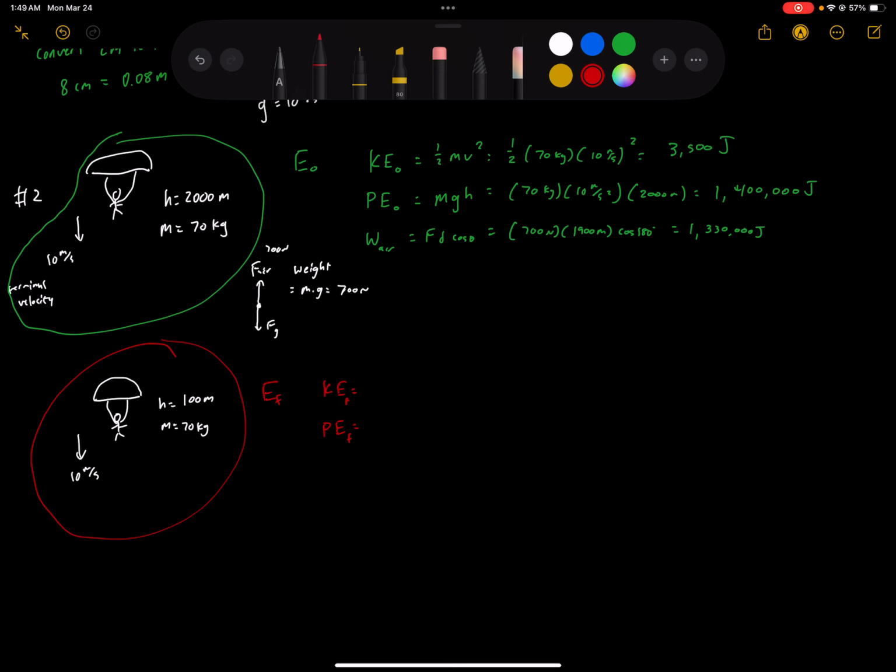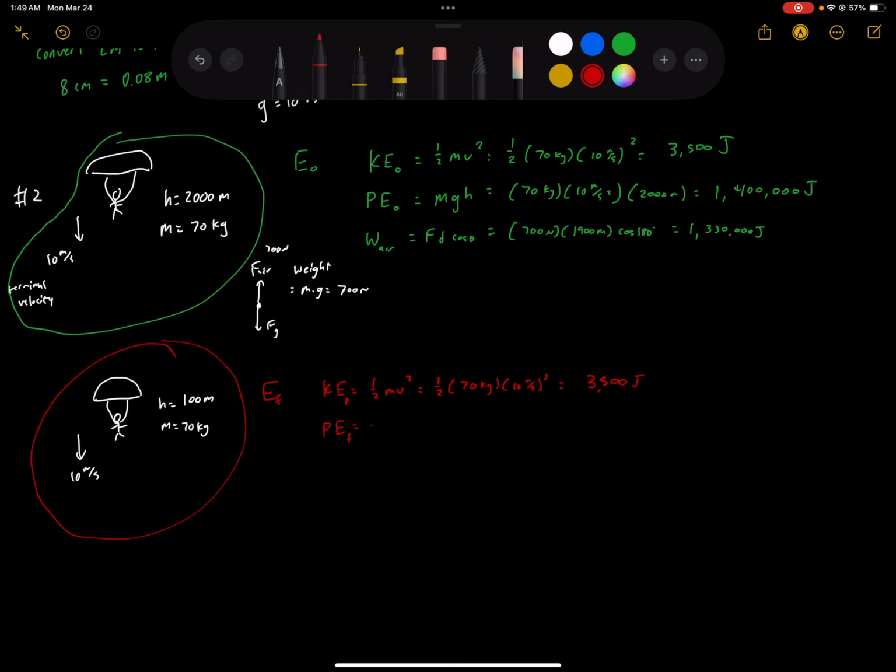Now let's look at the final energy. Well, his final kinetic energy is going to be the same as his initial because he is traveling at the same speed. I'll write it out for the sake of consistency: 1/2 times 70 times 10 meters per second quantity squared. And we get the same number, 3,500 joules.